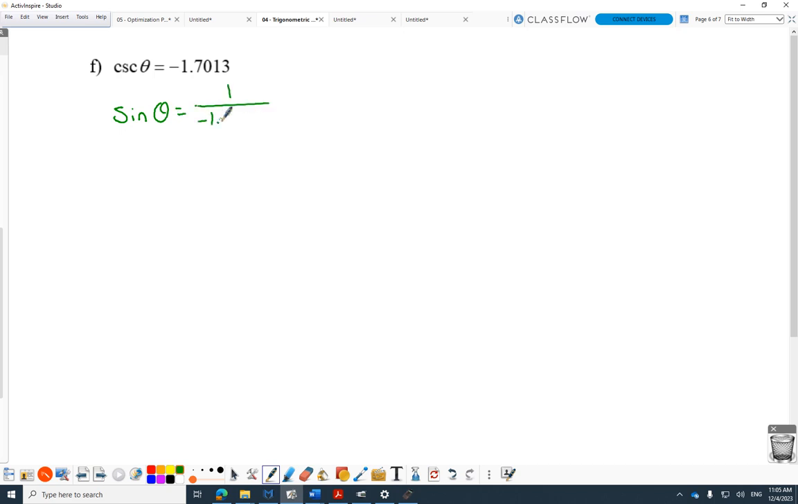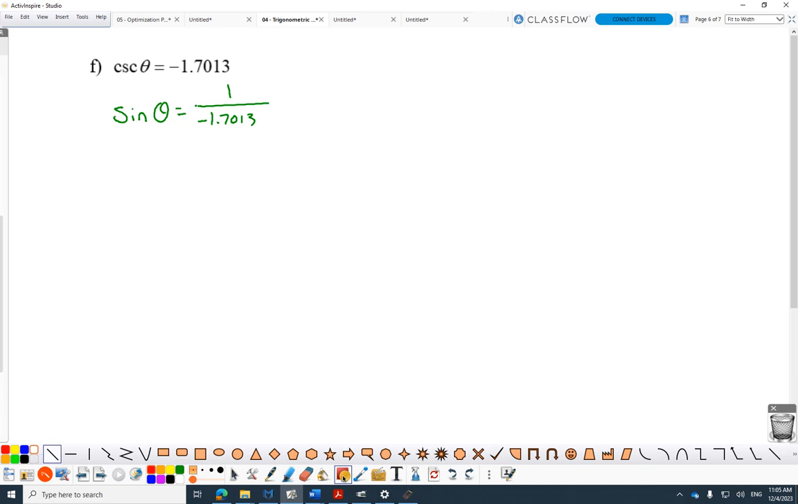Cosecant. I encourage you, if cosecant annoys you, to not play around with it. Just turn it into sine. So this is sine theta is 1 over 1.7013. Can we agree that 1.7013 is not on one of the two special triangles? Yeah. So I go over here and I make a new special triangle. Why should this triangle not feel special?